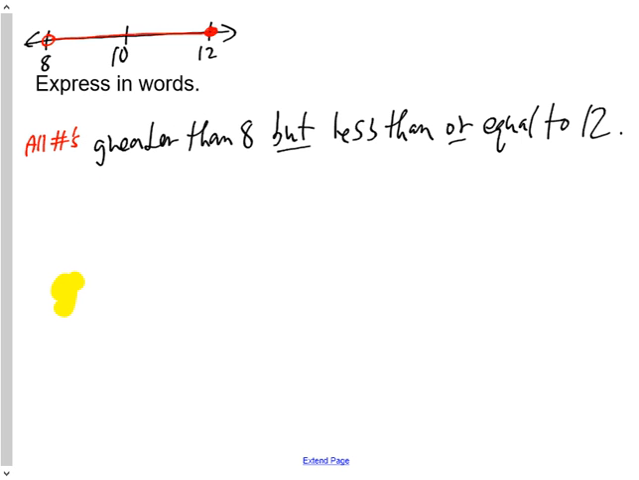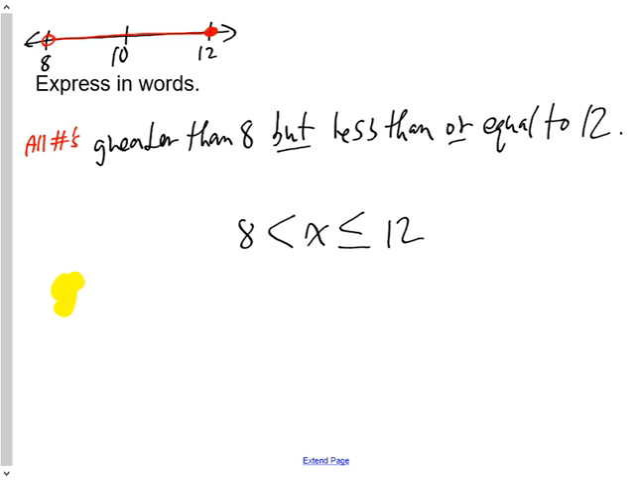Now, even though it doesn't say how to do this, I'm going to write it down anyway. So I'm going to put all values in the middle. So all values greater than 8 would look like that as an inequality. All values greater than 8. And if I read it this way, all values less than or equal to 12 would look like that.